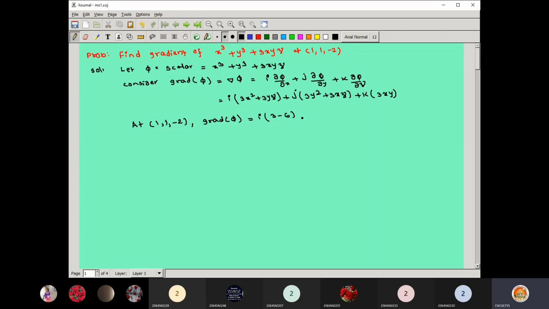Are you following this? Plus j into 3y square, you will be having 3xz, so it is -6. Plus k into 3xy. 3xy means you are getting only 3. So finally you are getting the answer -3i, -3j plus 3k. This is the final answer corresponding to the gradient at that particular point.